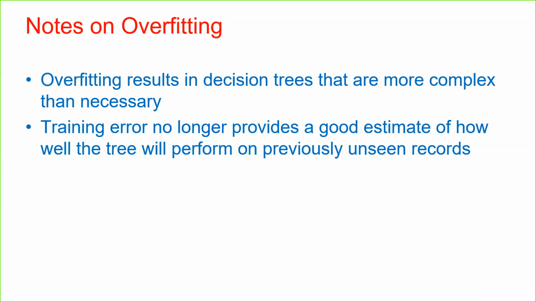So training error no longer provides a good estimate of how well the tree will perform on previously unseen records. Or in simple words, the training error may be good, but it performs very poorly on the test instances. That is the overfitting problem, right? Overfitting is a situation where the model performs very well on the training data, but very poorly on the test data, right?